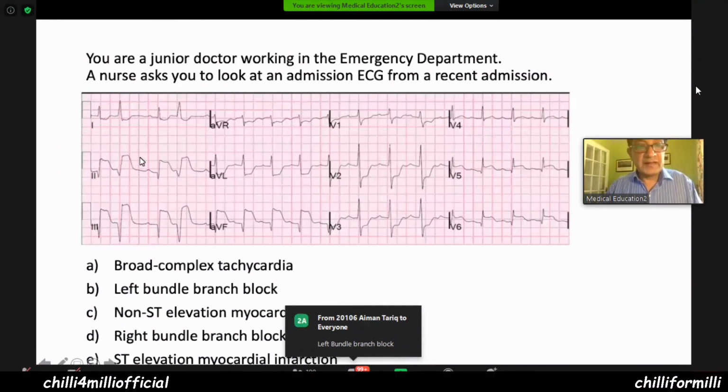So that is ST elevation. So the answer is E, ST elevation myocardial infarction in the inferior wall. Sajid Yad seems to agree with me. Thank you. Okay, next one.